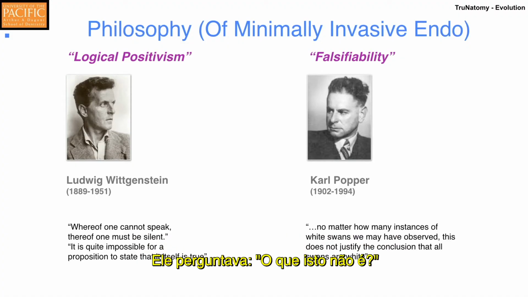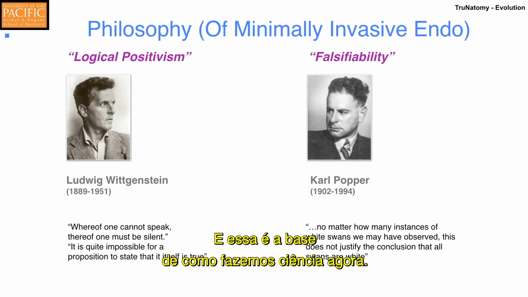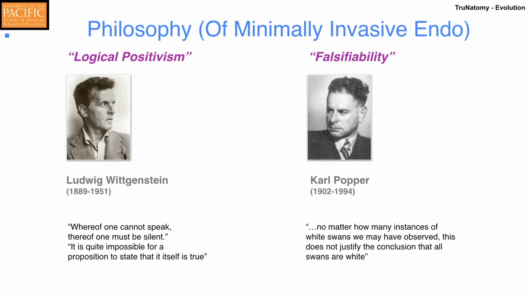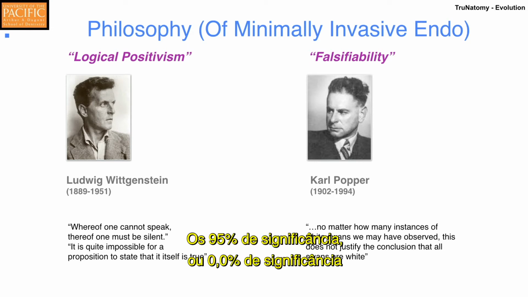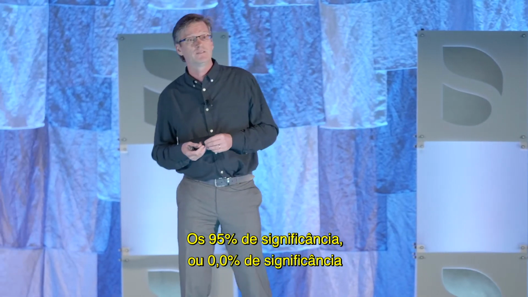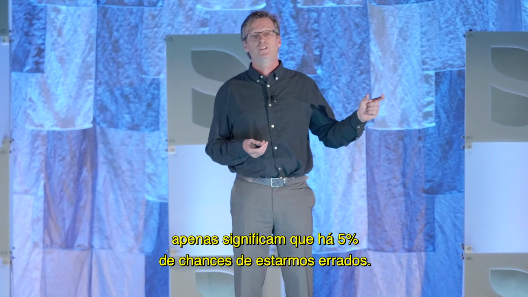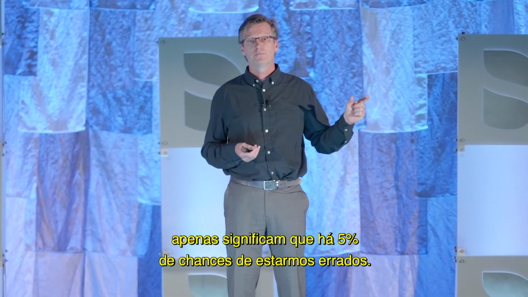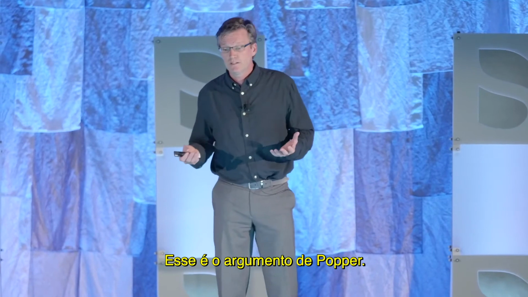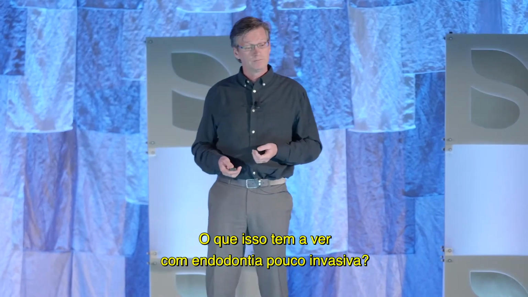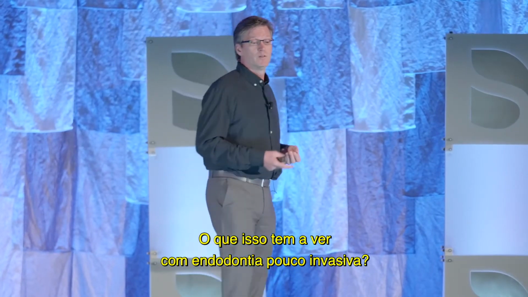He asked the question, what is it not? And this is essentially the basis of how we do science right now. 95% significance, or 0.05 significance level, only means there's a 5% chance that what we're saying is completely wrong. Right? And this is Popper's argument: I only know what it's not. How does it relate to minimally invasive endodontics?